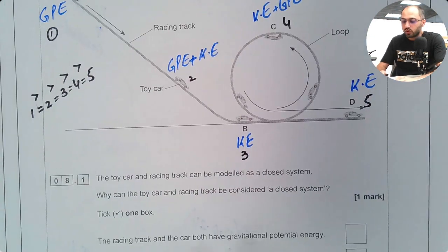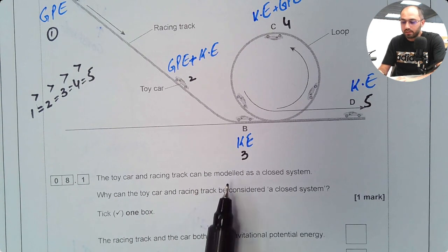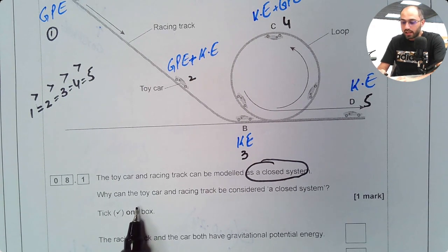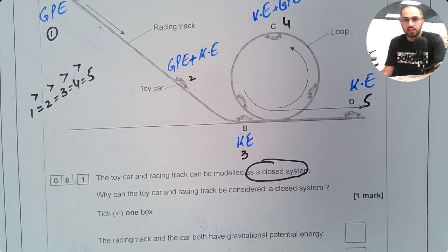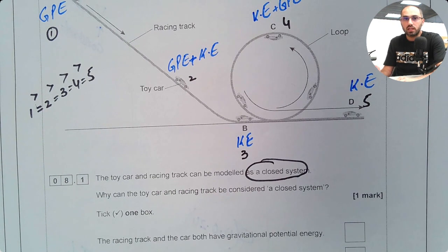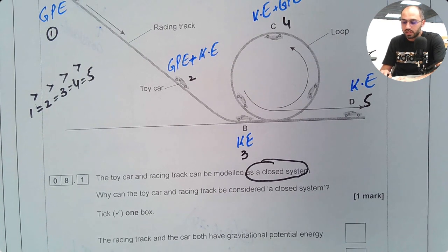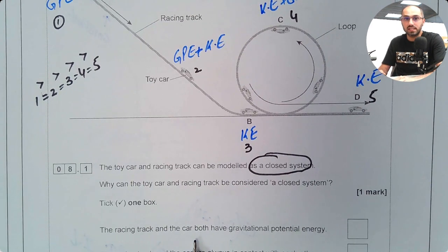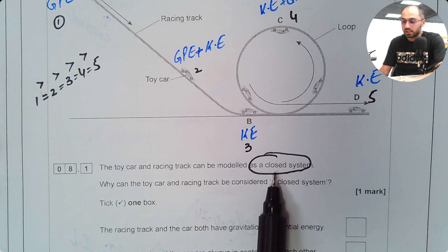The question says the toy car and racing track can be modeled as a closed system. So a closed system is one where no energy can enter into it from the surroundings and no energy can go into the surroundings. It says, why can the toy car and racing track be considered a closed system? Let's quickly have a look at the given options. The first option says the racing track and the car both have gravitational potential energy. This statement is true, but we can't say that because of this, it will be considered as a closed system.